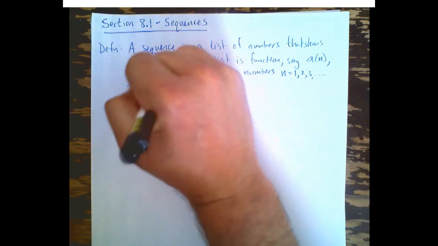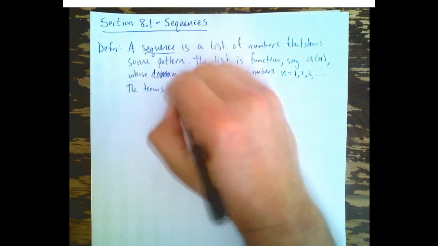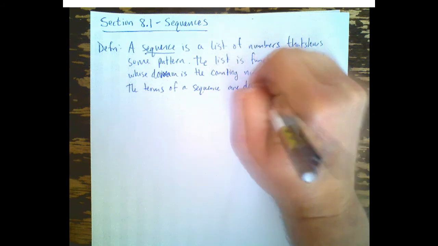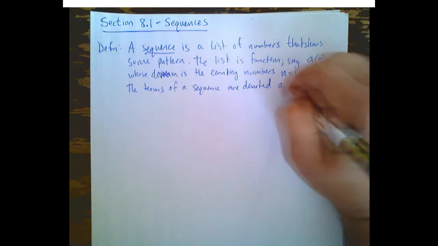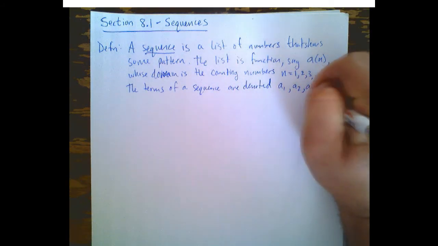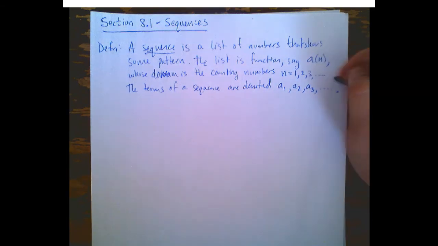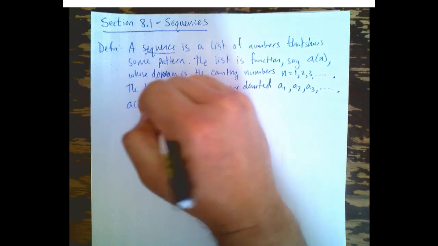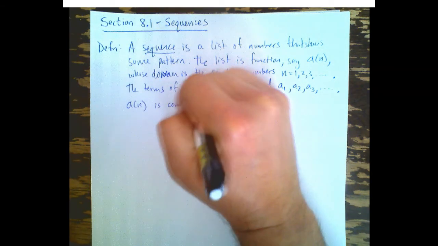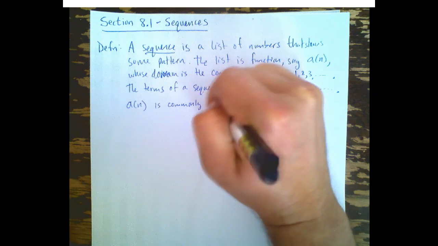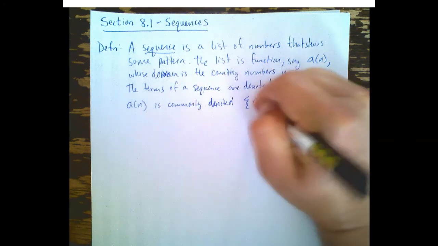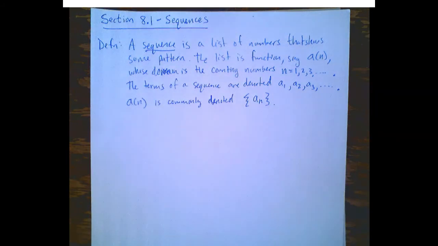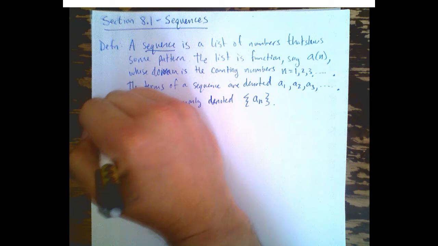The terms of a sequence are denoted A1, A2, A3, and so on. And A of n is commonly denoted curly bracket A sub n. So when you see this notation, you know we're talking about some sequence. Okay, so let's try an example.